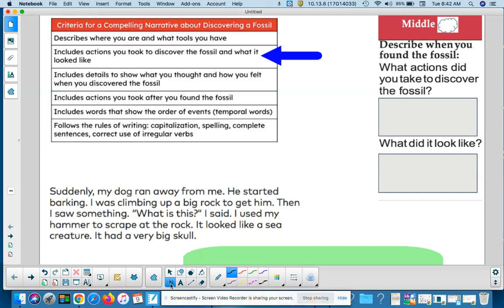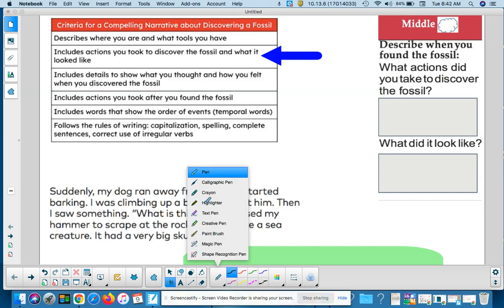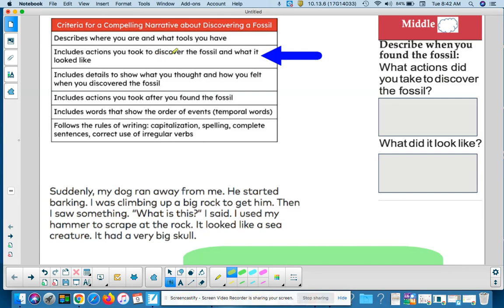So now what I want to do is find out what actions did we take to discover the fossil? So what did she have to do to get to the fossil? Well, I know the word climbing is an action word, so it said she had to climb up a big rock. Then I saw something. "What is it?" I said. I used my hammer to scrape at the rock. So I also know she used her hammer to scrape at the rock. This is what she had to do to discover the fossil.